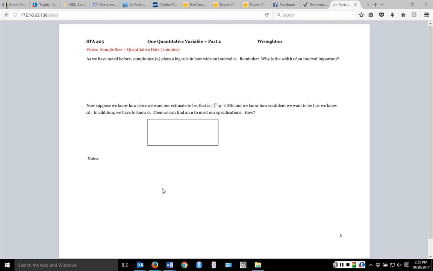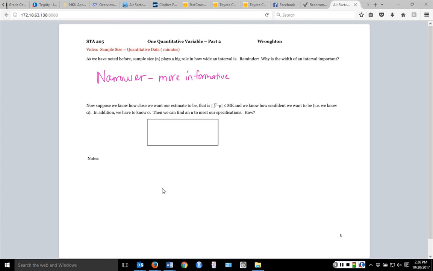So first is a reminder as to why the width of an interval was actually important. What we talked about is that we generally liked narrower intervals, and we liked narrower intervals because they are more informative. It narrows down what my actual value I think is, and so I have much more information. If I come back and say that the mean exam score is between a 60 and an 80, versus if I come back and say that the mean exam score is between a 73 and a 75, that narrower interval gives me much more information about what that mean really is. So we like to have narrower intervals.